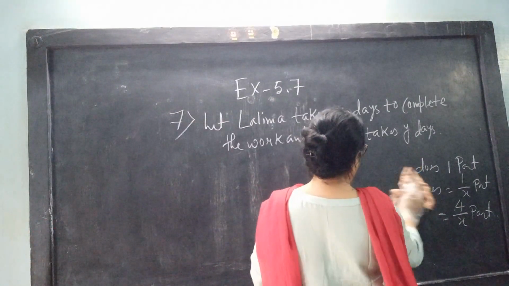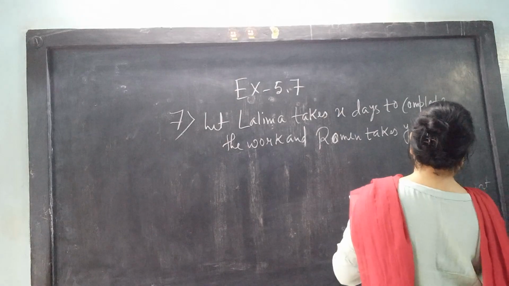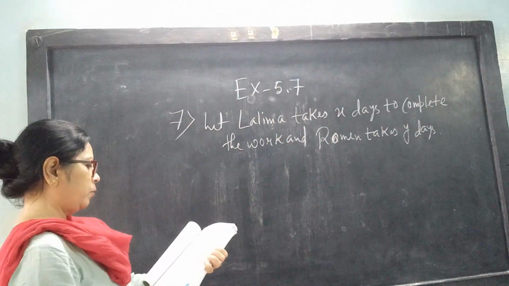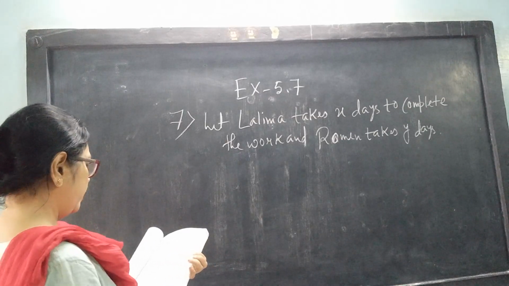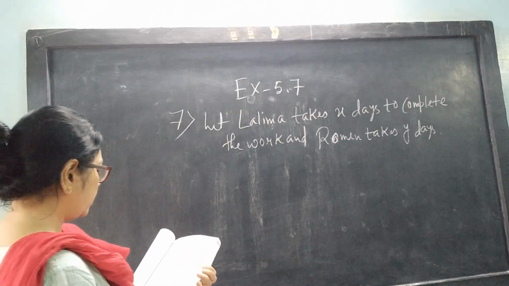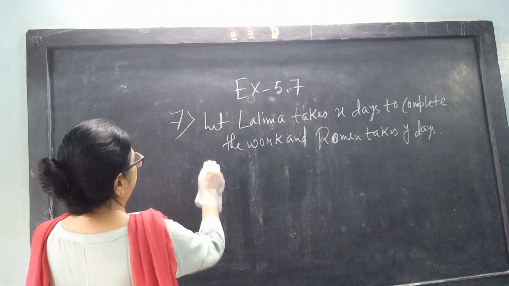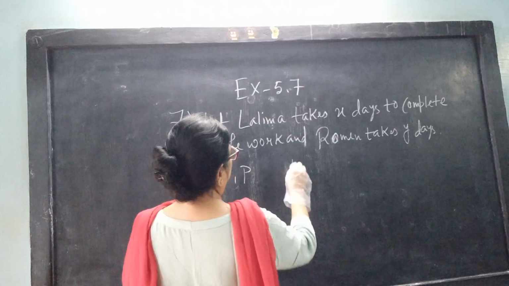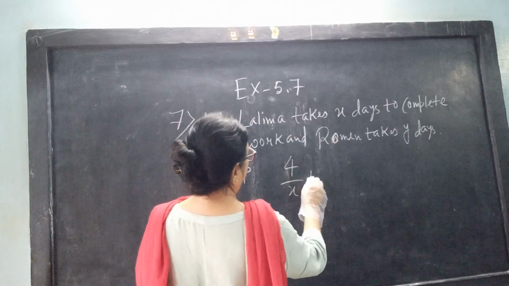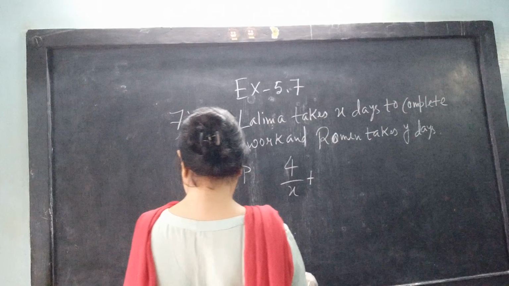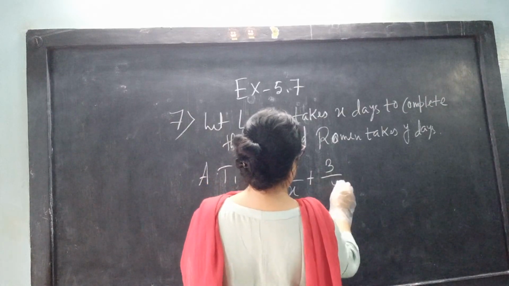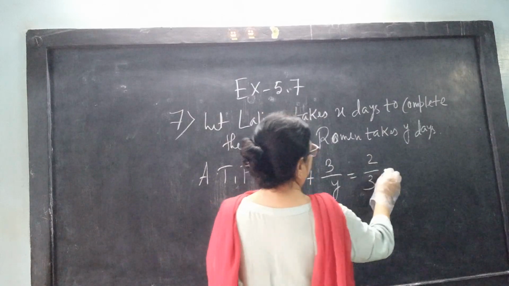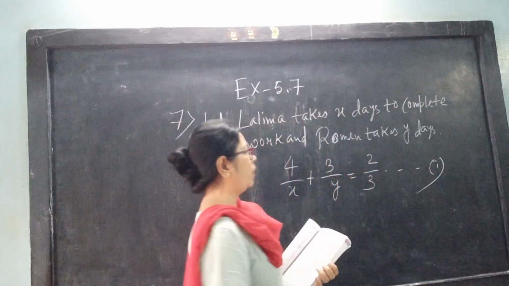According to the problem, if Lalima works for 4 days and Ramin works for 3 days together, then they will complete 2/3 part of the work. So the first equation will be 4 by X plus 3 by Y equals 2/3 of the work. This is my equation number 1.